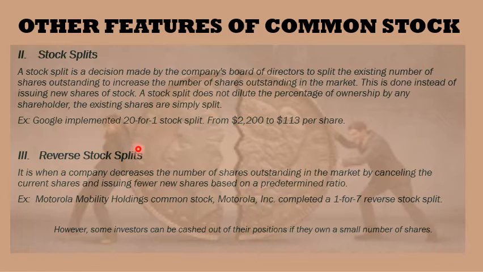That's why if your stock price is getting lower, then the other option that you can do to survive in the market is to do a reverse stock split. For example, here in Motorola Mobility Holdings common stock, Motorola Incorporated completed a 1-for-7 reverse stock split. So in every 7 stocks that you own, it will now be equivalent to 1.